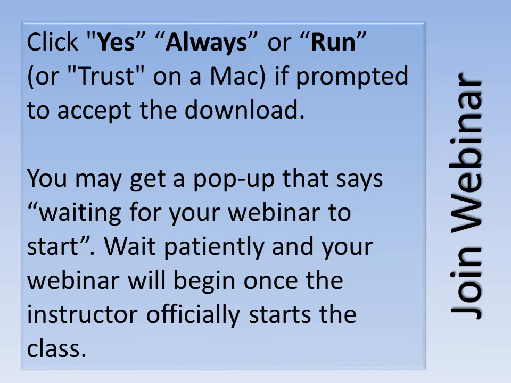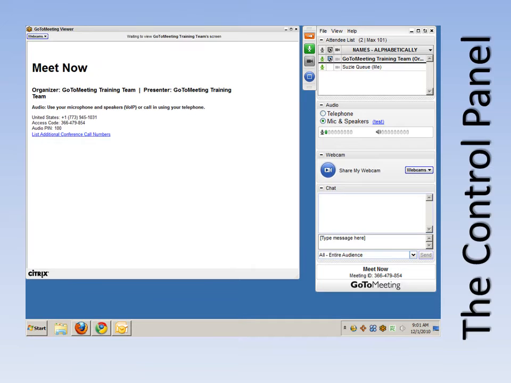You may also get a pop-up that says you're waiting for your webinar to start. Please wait patiently. Once your instructor starts the class, you will automatically be entered into the course. When you join the webinar, you will see a screen similar to this. The control panel will be on the right and the presentation screen will be on the left.